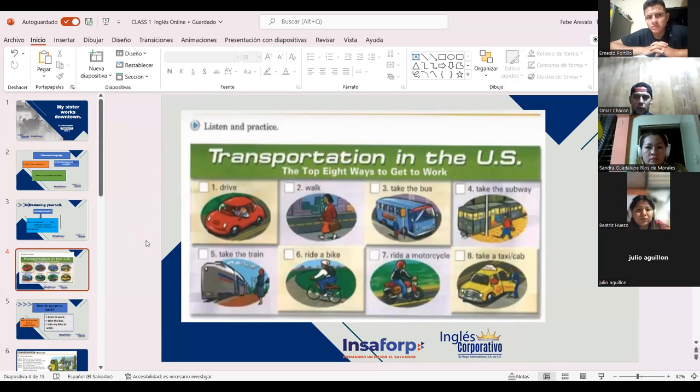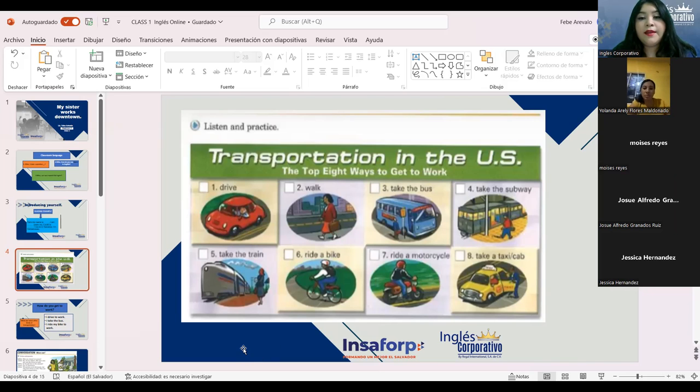Transportation in the US. Top 8 ways to get to work. 1, drive. 2, walk. La L no se pronuncia, my friends, all right? No me vayan a decir walk con L, porque eso no existe, es walk. 3, take the bus. 4, take the subway. 5, take the train. 6, ride a bike. Este verbo, ride, all right? Ride a bike. 7, ride a motorcycle. 8, take a taxi or take a cab. Usualmente se les dice cab en Inglaterra, all right? Pero también es posible, es lo mismo. Un taxi y un cab es exactamente lo mismo.